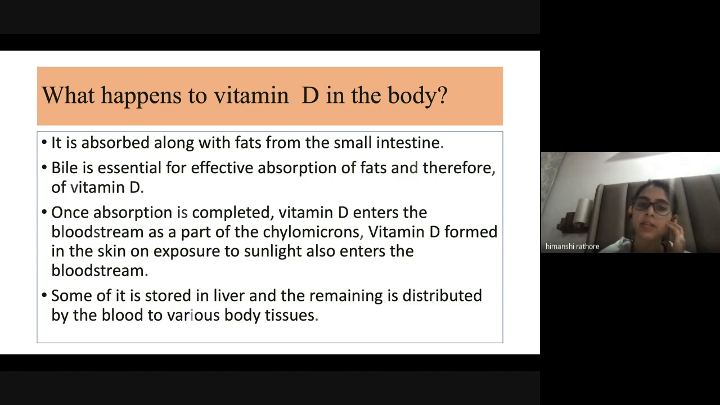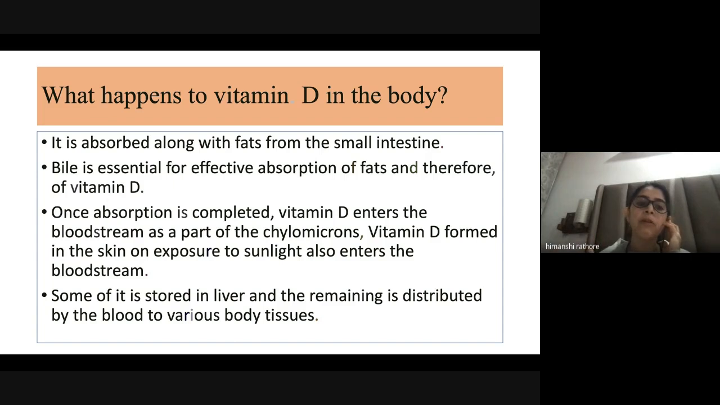Vitamin D formed in the skin on exposure to sunlight also enters the bloodstream. As I told you, when you stand outside under the sun, your skin starts synthesizing vitamin D. So that vitamin D also goes into the bloodstream, and with the help of fat droplets, which are known as chylomicrons, they are absorbed into the small intestine.